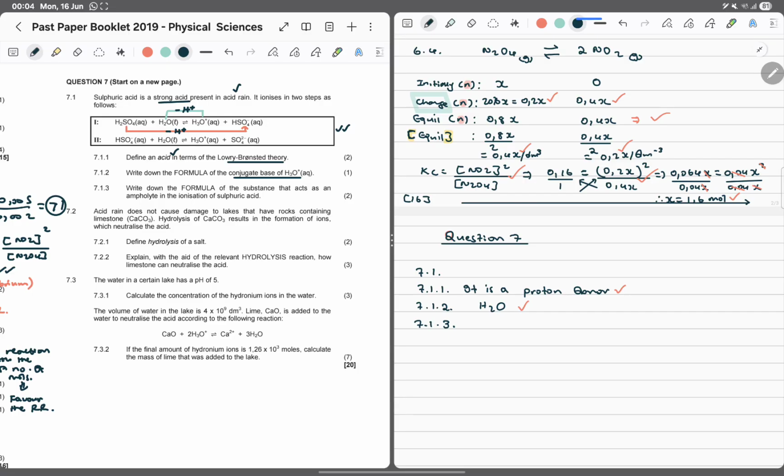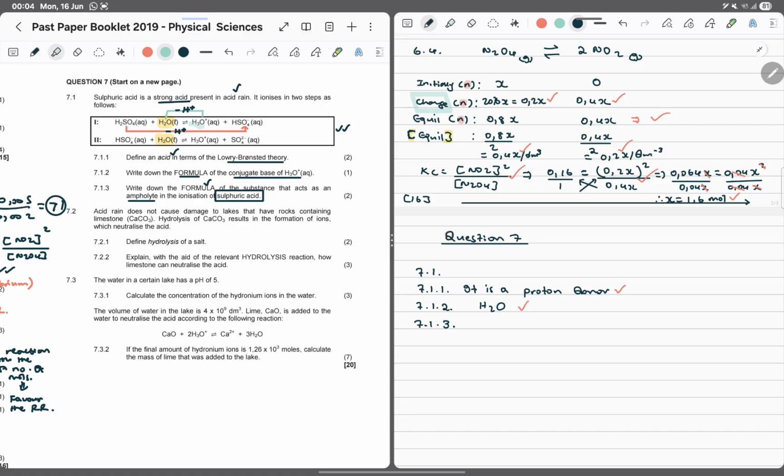Now 7.1.3 says, write down the formula again. Here we were told formula, don't write water in words, formula. Write down the formula of the substance that acts as an ampholyte in the ionization of sulfuric acid. Can you see this is a specific question now? Remember, water is an ampholyte in general, but let's look at water here. It is accepting a proton. Water here is also accepting a proton, so it is acting as a base here. So don't write water.